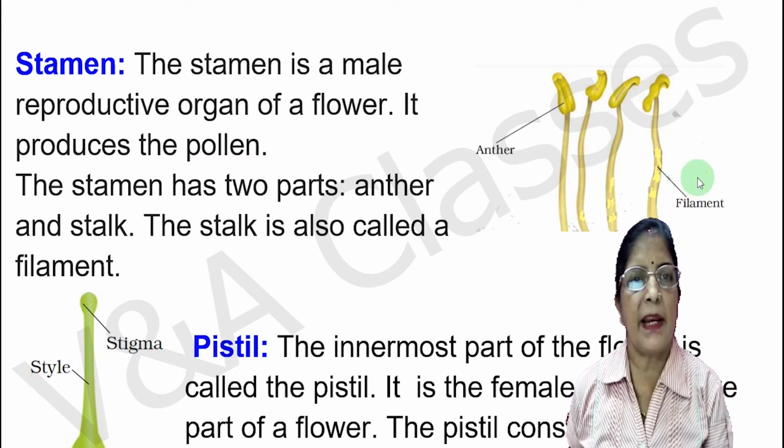Next keyword is stamen. The stamen is a male reproductive organ of a flower. It produces pollen. The stamen has two parts, anther and stalk. The stalk is also called a filament.